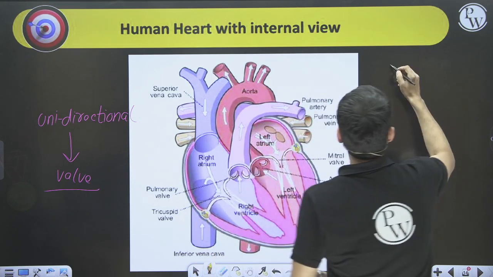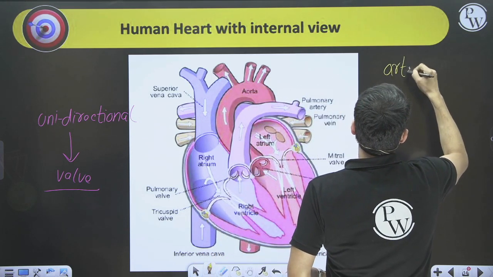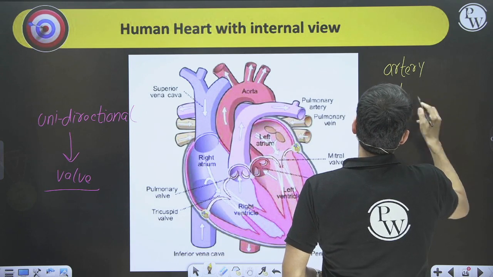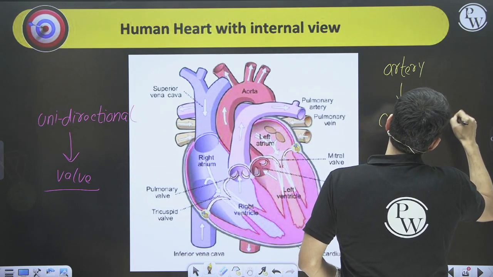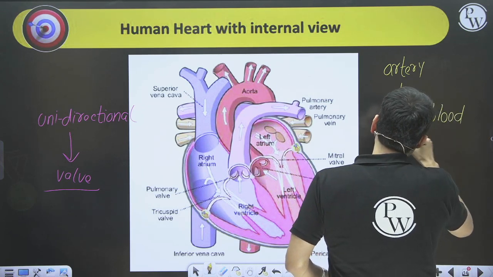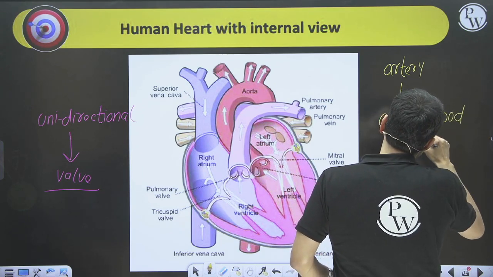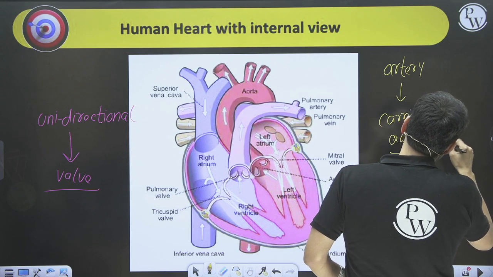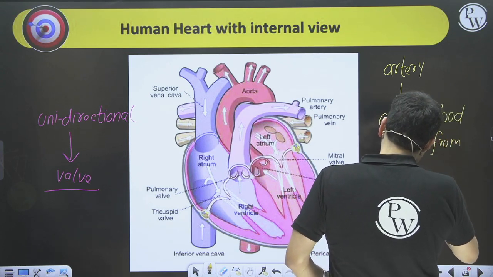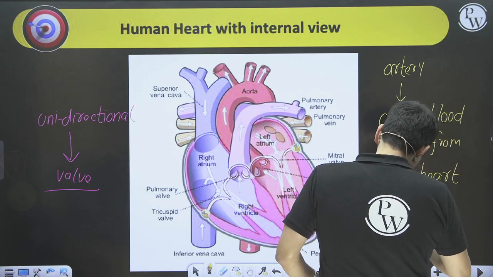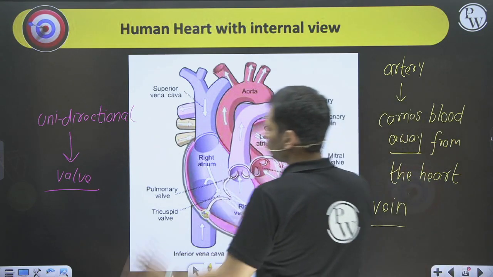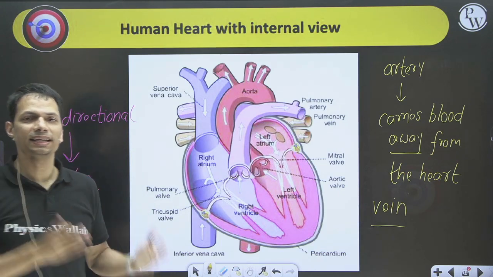So the definition of an artery is something which carries blood away from the heart, right, from the heart. And a vein is something which always brings blood towards the heart. So an artery always carries blood away from the heart.